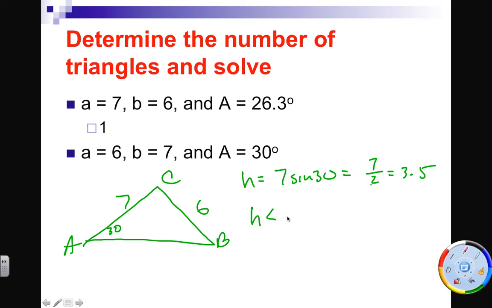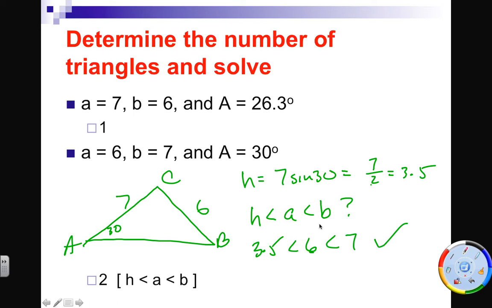Is h less than a, which is less than b? 3.5, less than 6, less than 7. That's a true statement. That means there are 2 triangles. Now I'm going to solve this triangle on the next page. So we're going to come back to this problem in a moment. But finding that there were 2 triangles was really an important piece, the first important piece.